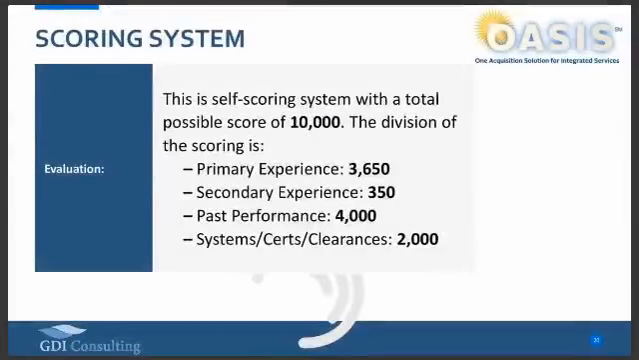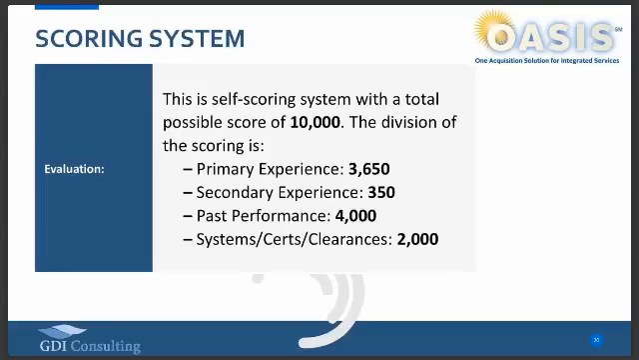Now, here's the way that the scoring system works. The OASIS proposal, when you self-score yourself, the maximum you can get is 10,000. Now, the way it's split is the primary experience that we mentioned, 5 contracts that you have to give, the maximum you can get is 3,650. Secondary experience, which I said is not very important, you only get 350. So for those multiple awards, IDIQs or BPAs or agency experience, all of that, if you have the maximum, you get 350. Now look at this, past performance. For 5 contracts, you get 4,000.